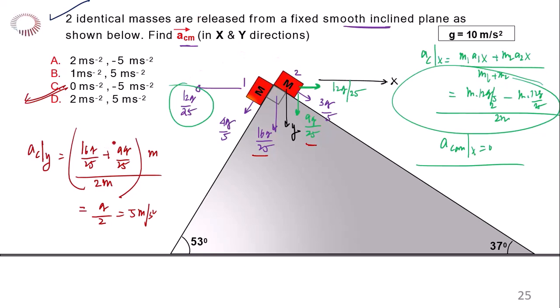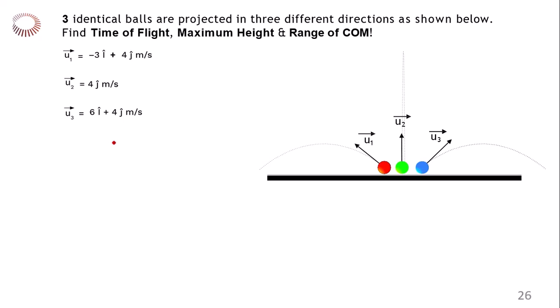So your answer should be 0 and minus 5, because in this question y is taken upward as positive. Whenever you want to calculate the velocity and acceleration, take the concept of vector quantity and accordingly you have to apply the concept.